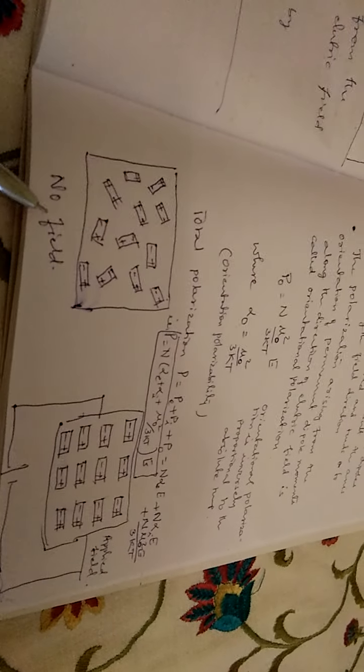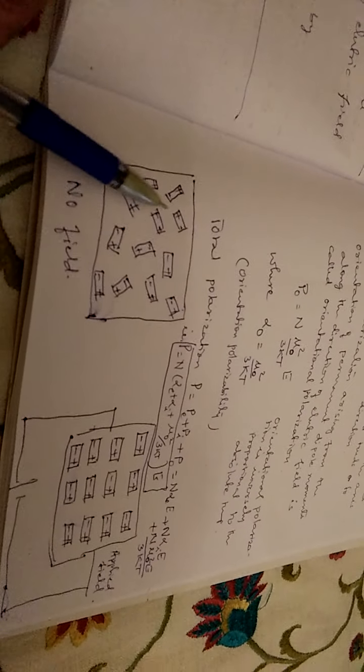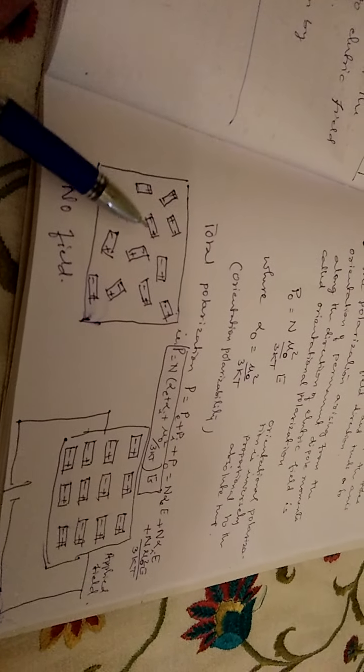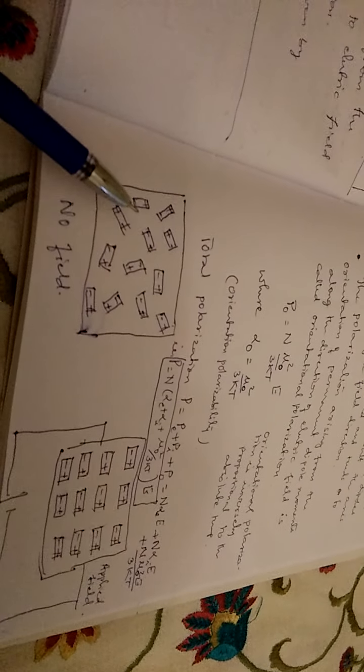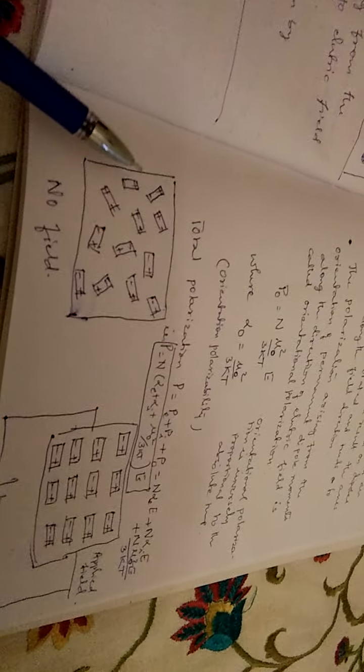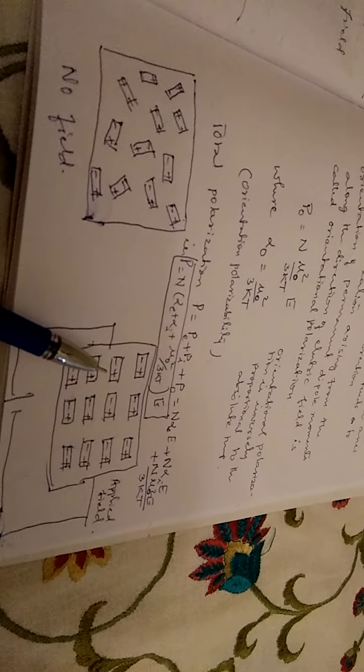Now this is the orientational polarization. When there is no field, all the dipoles which have permanent dipole moments are randomly arranged due to thermal agitation, due to temperature. So there won't be any net dipole moment. But when the electric field is applied, all these are oriented towards the electric field. So we get polarization here. So net dipole moment will be finite and we get orientational polarization.